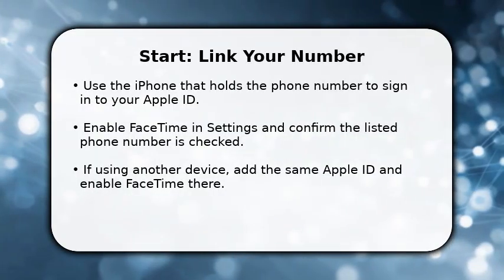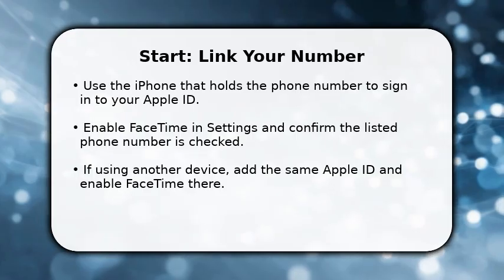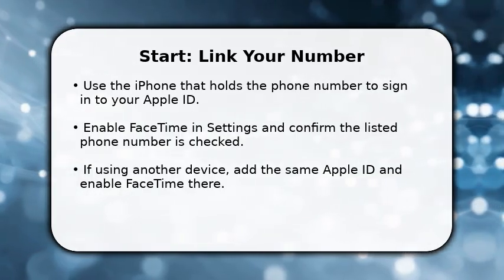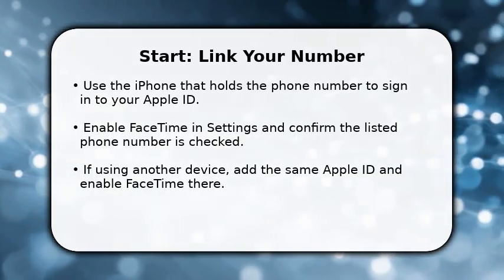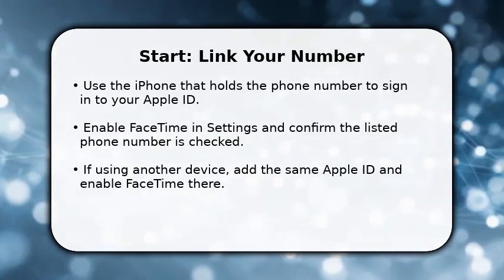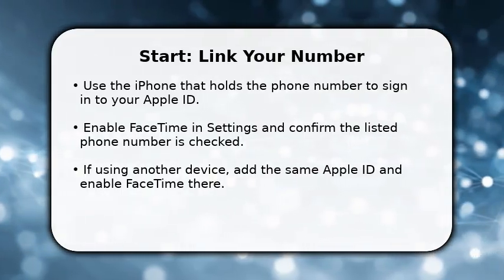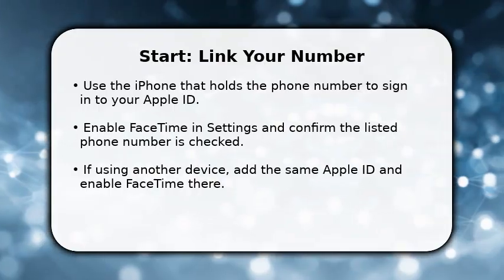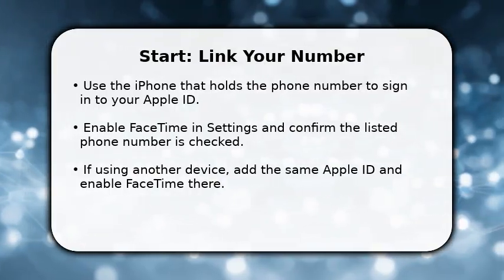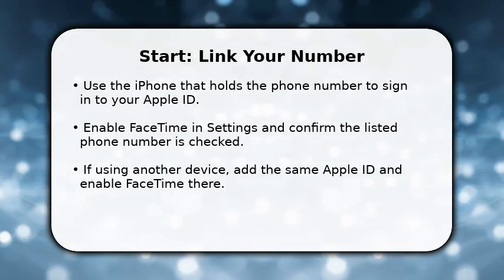You start by making sure the phone number you want to use is actually attached to your Apple ID on the iPhone. Open Settings, tap FaceTime, and sign in with the Apple ID if needed. Once done, check the list under "You can be reached by FaceTime at," and make sure your phone number is selected. If you plan to use FaceTime on an iPad or Mac, sign into the same Apple ID there and enable FaceTime so the linked number appears on those devices.